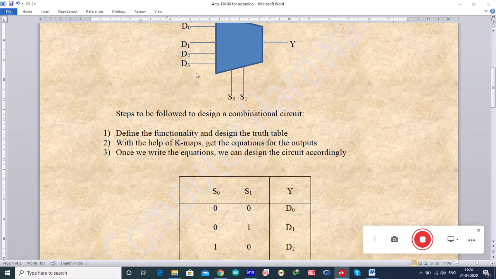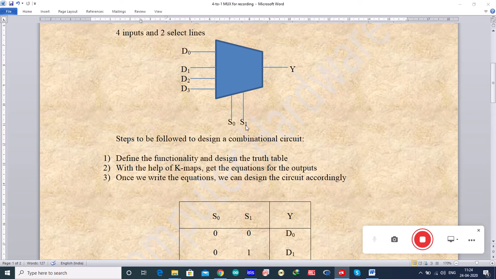Note one point here, that in some books the labeling may be somewhat different. That is, they may write S0 here, S1 here. You need not be worried about this. Only one thing to be kept in mind is that the rightmost should always be the LSB, that is the least significant bit, and the leftmost should always be the MSB, that is the most significant bit.